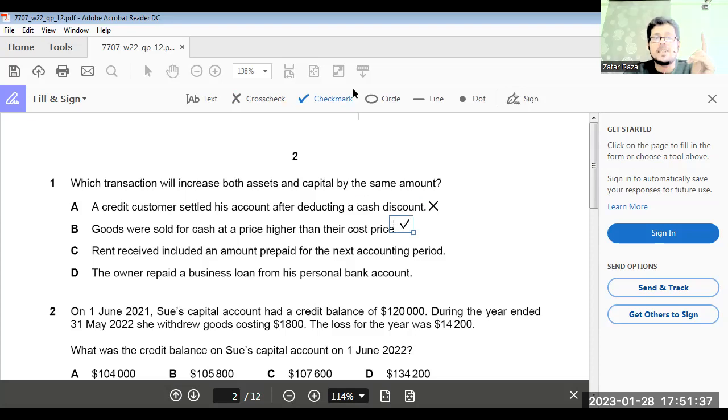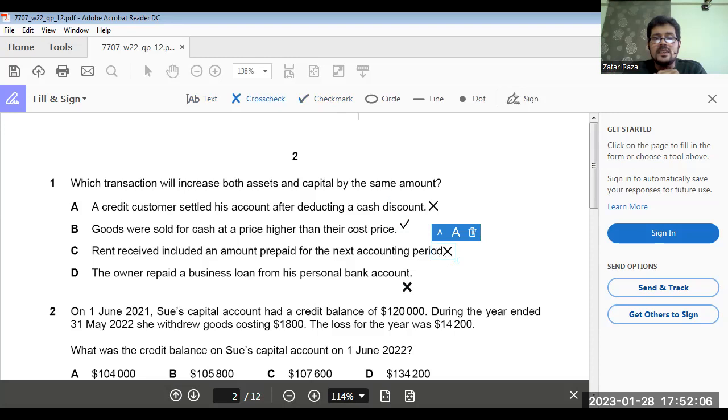Rent received included an amount prepaid for the next accounting period. So when we are getting a revenue more than the amount which is due this year, but we have received an amount which is for the next year also, that amount is prepaid. Prepaid revenue increases liability. So this could not be the answer.